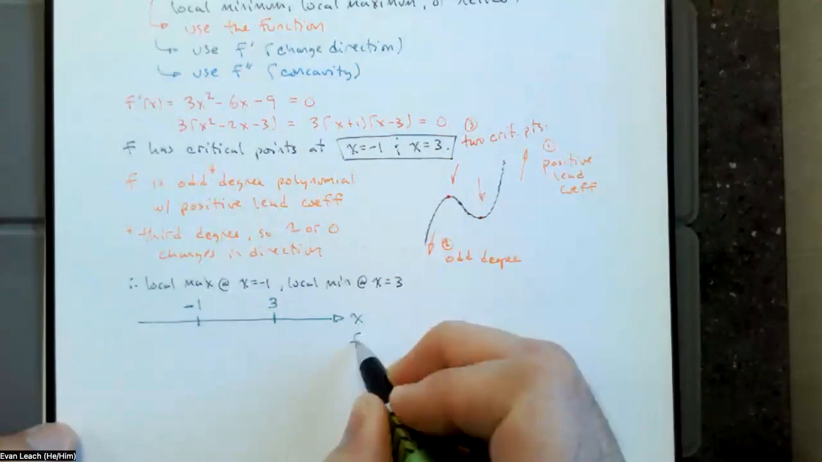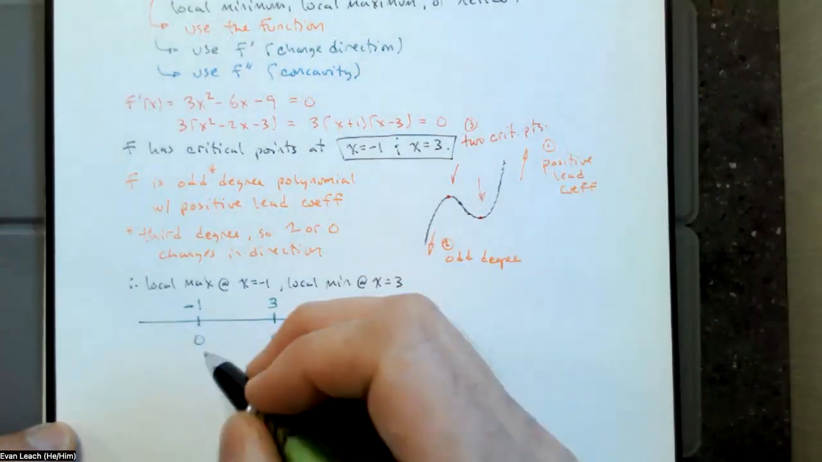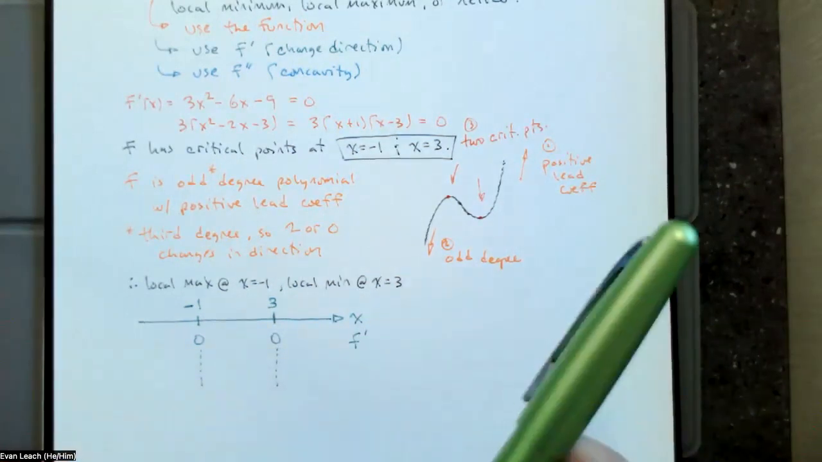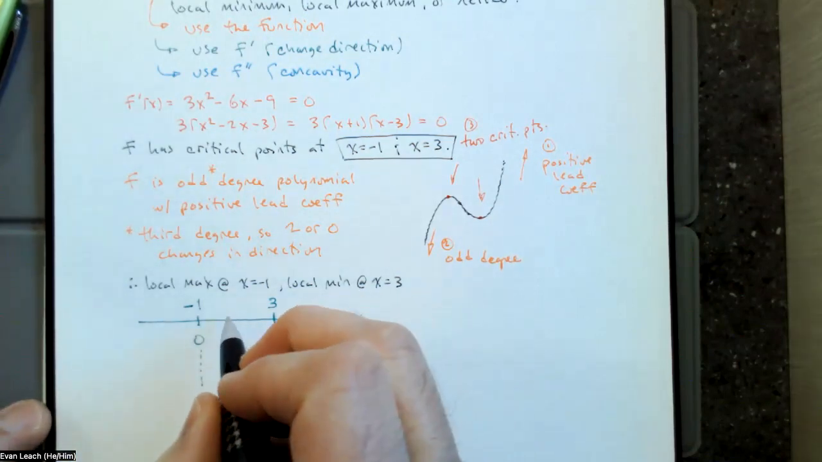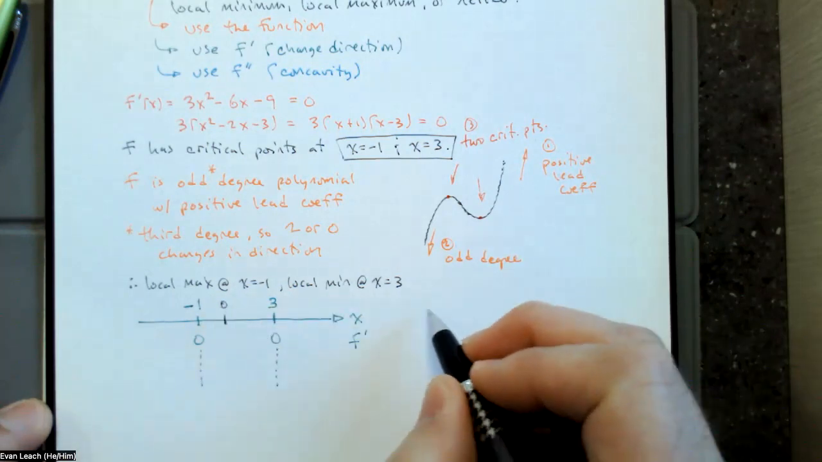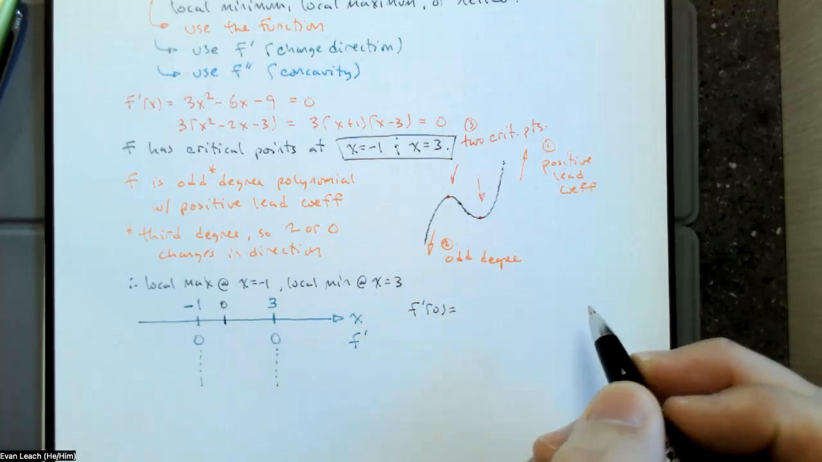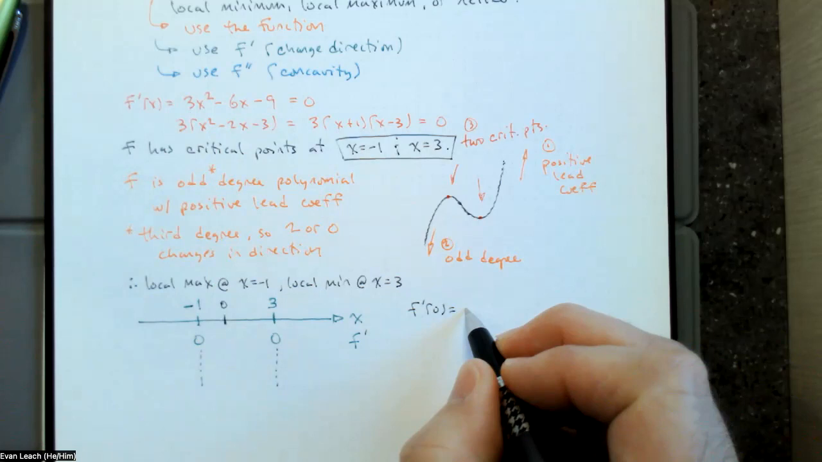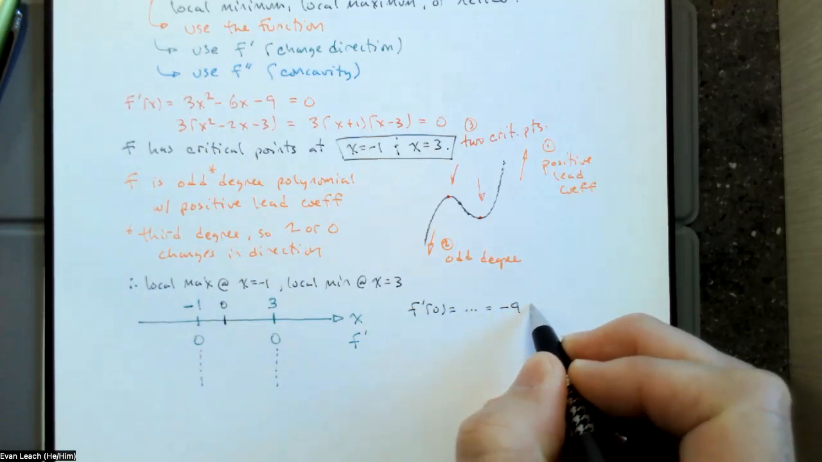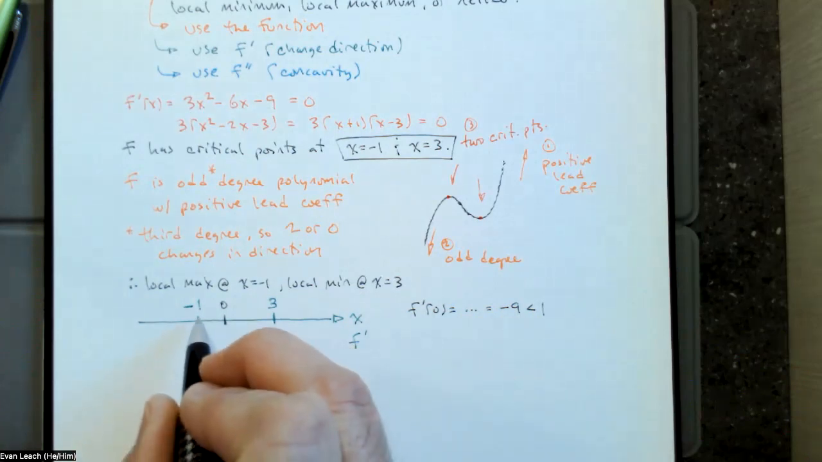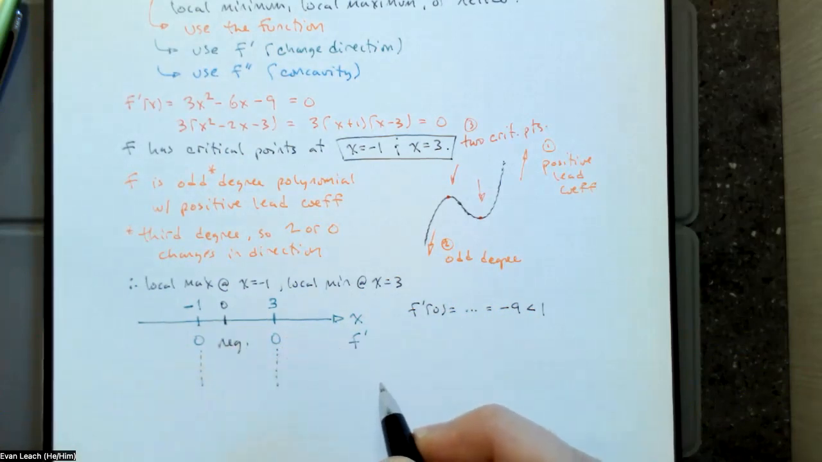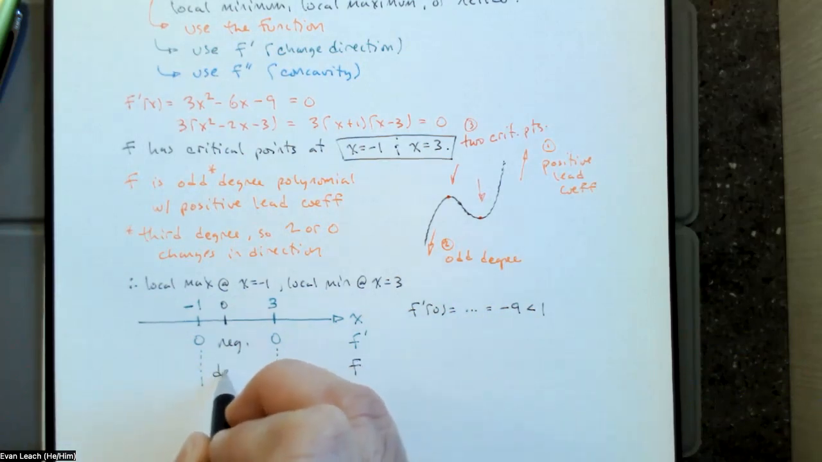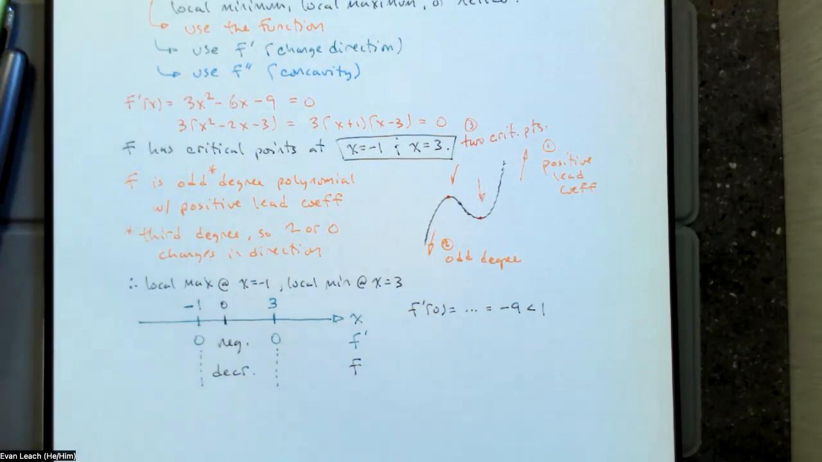So f prime is 0 at 3 and at -1. And now I'm just going to look at in between in the intervals. All we need to do is pick a value in each of these intervals and then plug it into the first derivative. So I'm going to pick my favorites, 0. And I'm going to find out what f prime of 0 is. F prime of 0 is going to be -9. So most importantly, on the interval from -1 to 3, f prime is negative. So f is decreasing. So now we know what's going on in the middle.